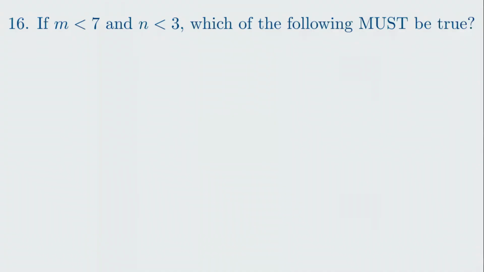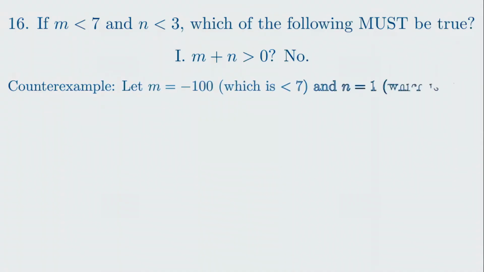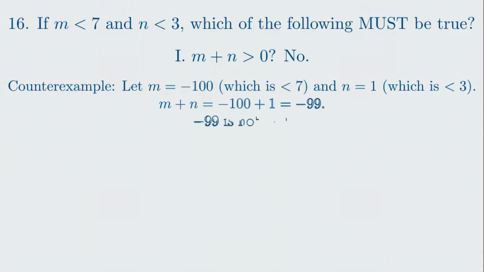Let's examine the first inequality. 1, m plus n is greater than 0. We know m is less than 7 and n is less than 3. This means m could be a large negative number, like -100. If m is -100 and n is 1, then m plus n is -99, which is not greater than 0. This is a counterexample. Therefore, m plus n is not necessarily greater than 0.